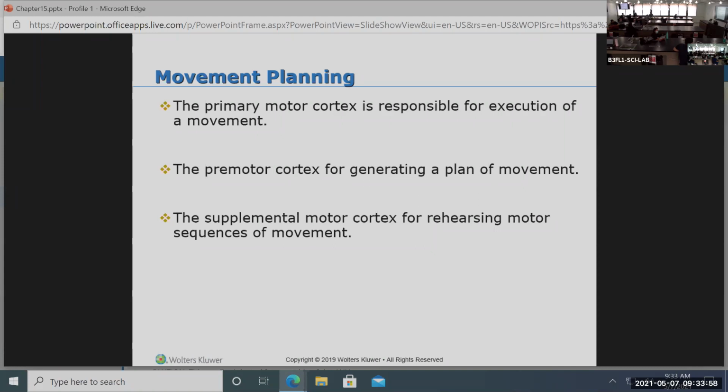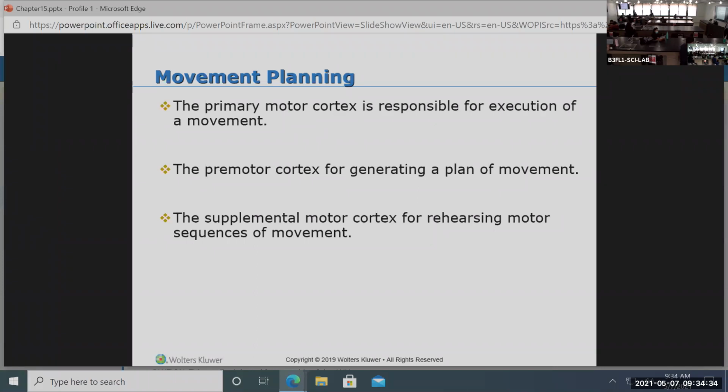Now, movement planning. So please highlight all of them one at a time. Primary motor cortex. These are areas located in the frontal lobe of the cerebrum. Frontal lobe, which is my motor area. The motor area is divided into the primary motor cortex. What are they doing? Responsible for execution of movement.